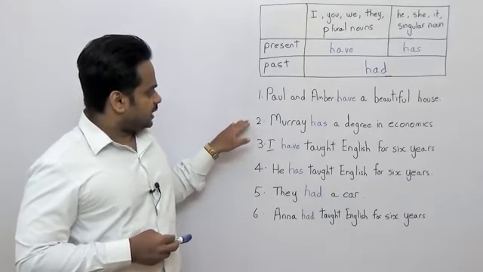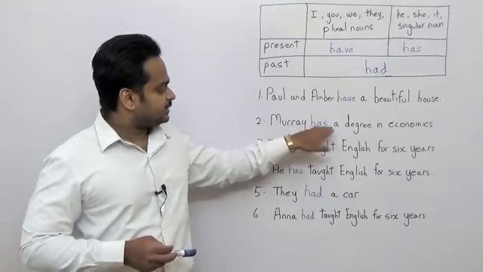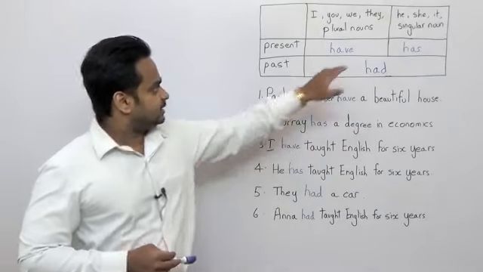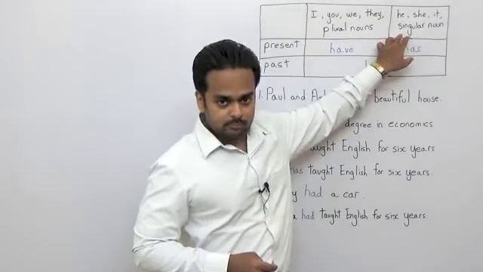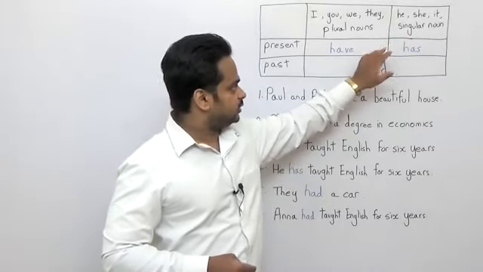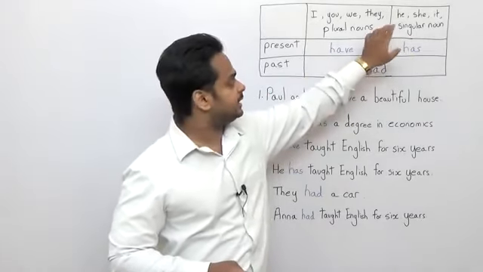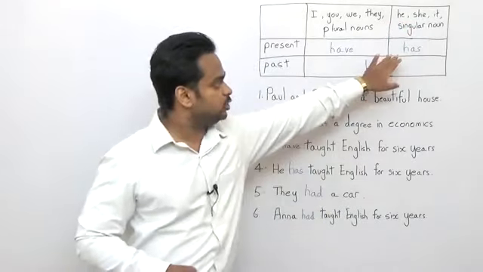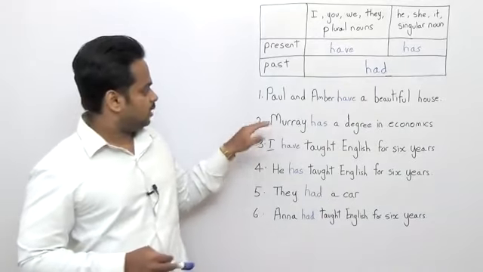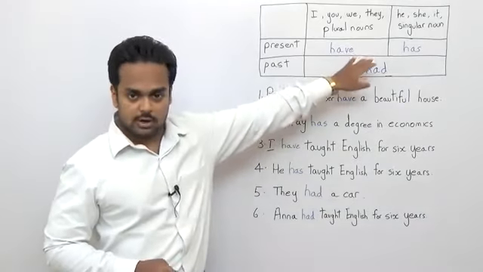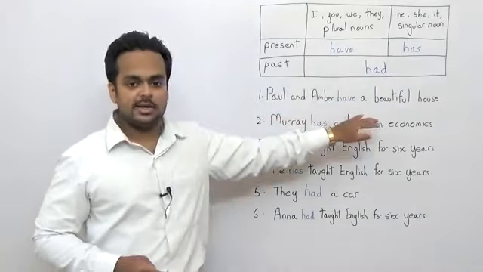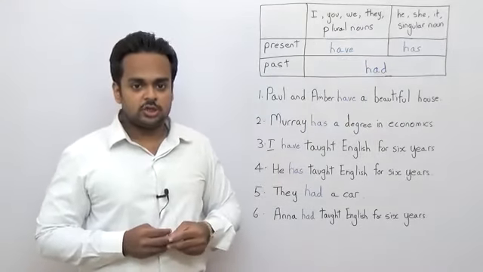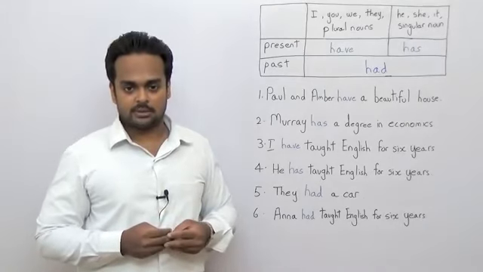Have a look at this sentence. Here, Murray has a degree in economics. Murray is a singular noun. So if you have a sentence in the present tense, but the subject is he, she, it, or any singular noun, then we will use has. Murray, once again, is a singular noun. So Murray has a degree in economics. He has a degree in economics. She has a degree in economics, etc.